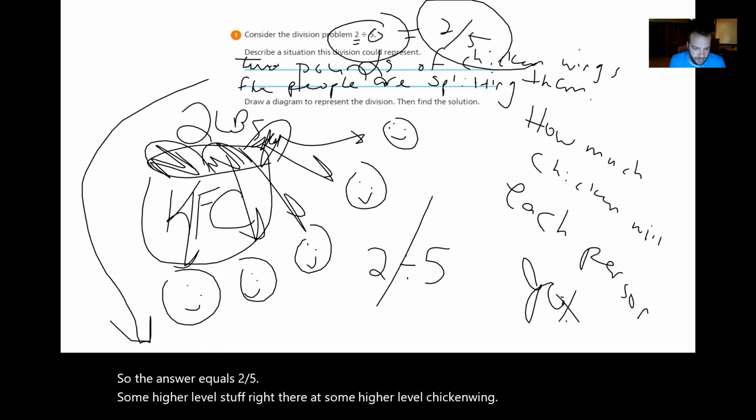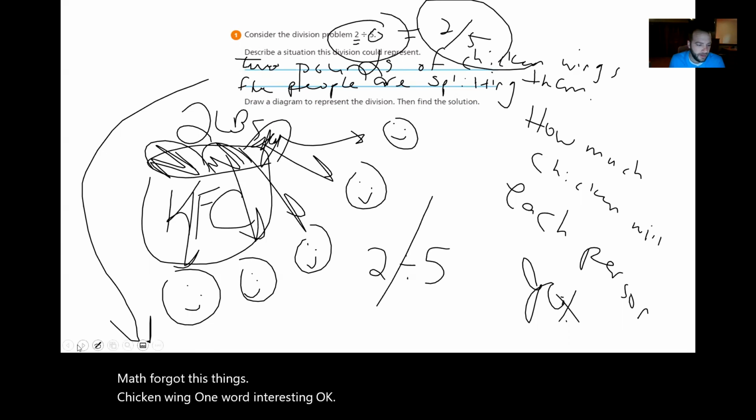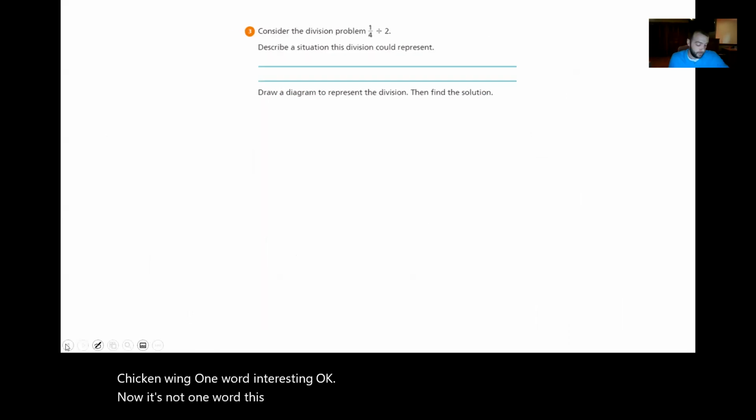Forgot this thing's chicken wing. One word. Interesting. Okay. Well, now it's not one word. This thing. Let's move on. Looks like I'm running out of time with all this nonsense.